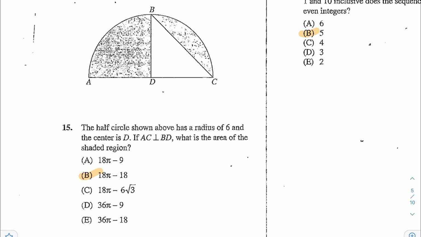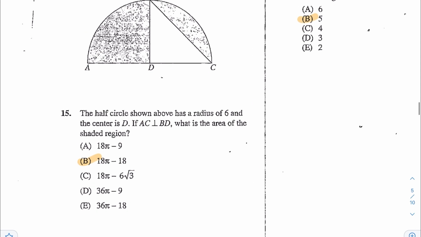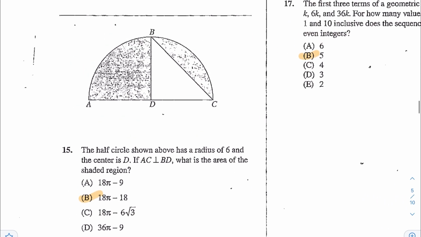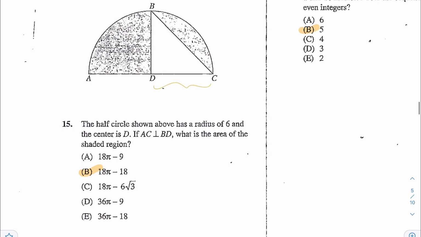All right, next for number 15, the half circle shown above has a radius of 6 and the center is D. If AC is perpendicular to BD, what is the area of the shaded region? So here you have a radius of 6, so you can fill that in. And again it's a half circle, and the center is D, so you know that the radius is 6 to either side. So DA and DC are going to be equal, as well as DB.